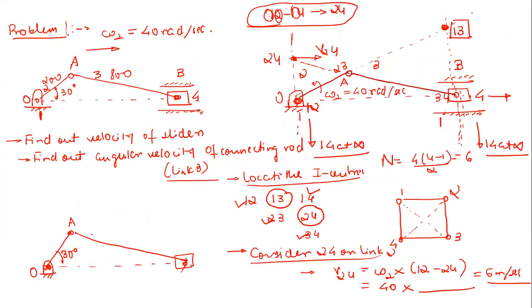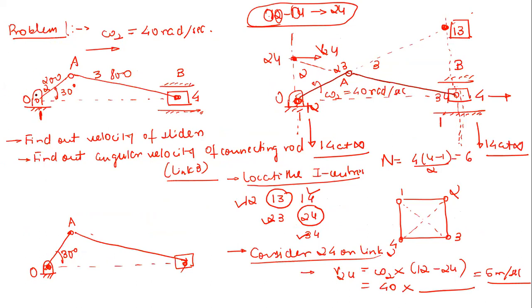So now coming to our numerical problem. Here also I have done the same thing, right? So first, since I have to find out the velocity of this slider, first of all I chose the instantaneous center which is common to both of these, link 2 and link 4.